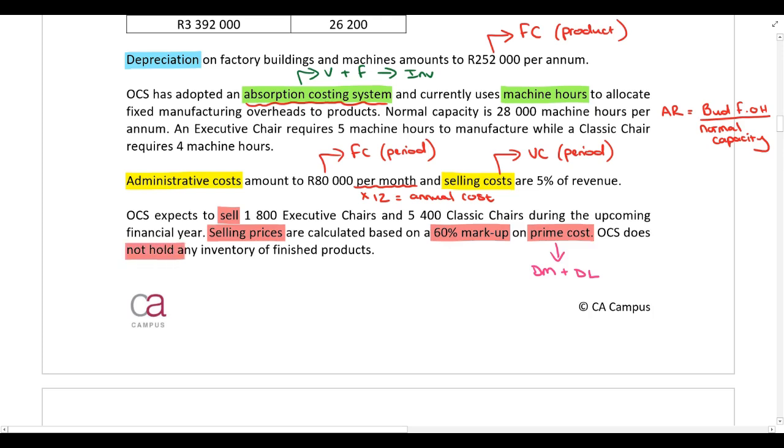And they do not hold any inventory of finished products, meaning that production volumes will equal sales volumes. So we haven't been given the production volumes over here, but we have been given the sales volumes. We know that they expect to sell 1,800 executive chairs and 5,400 classic chairs. So if they don't hold any inventory of finished products, they're also going to have to produce 1,800 executive chairs and 5,400 classic chairs. So that's important.